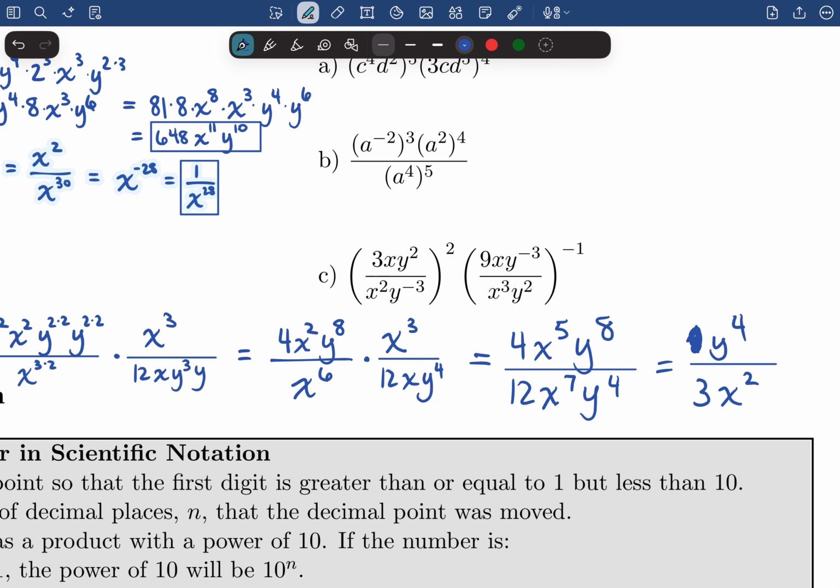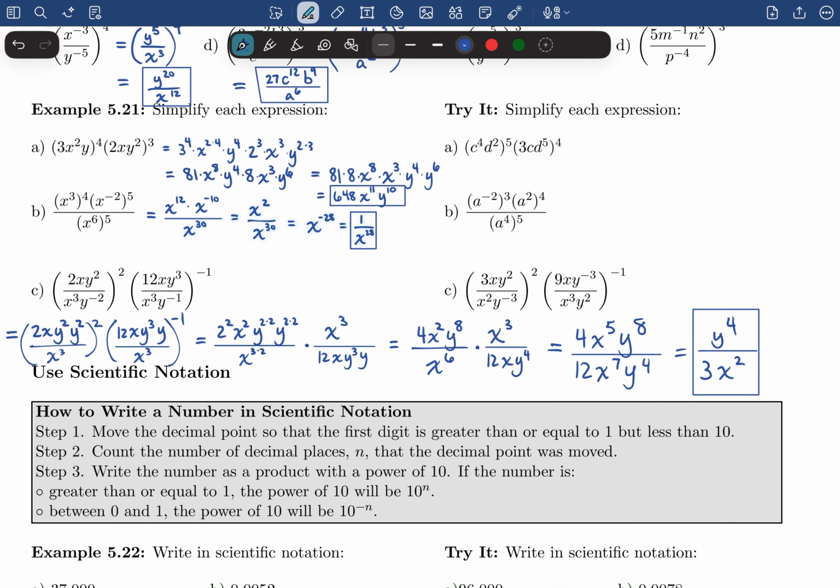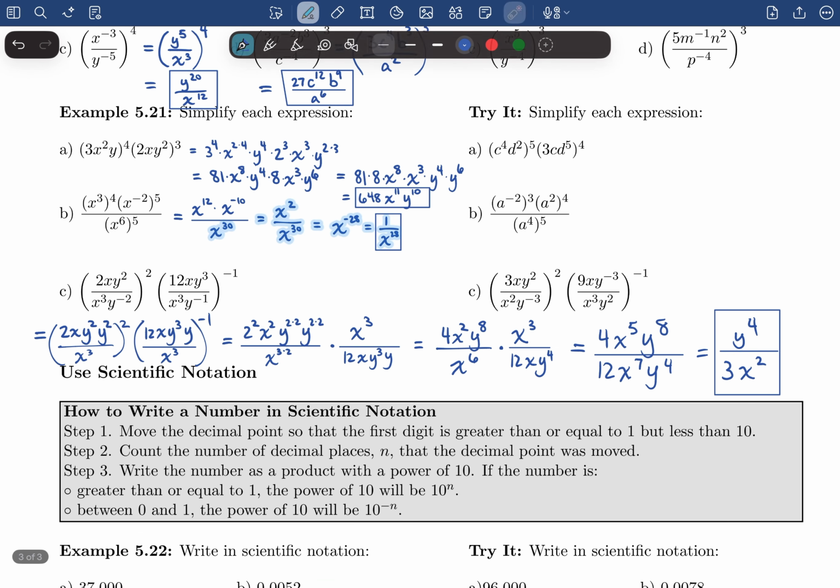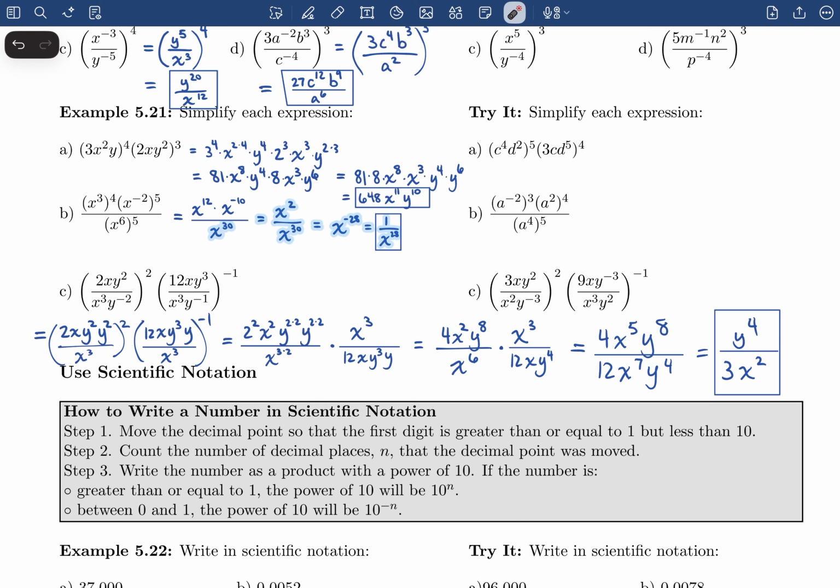So I can make that 1 multiplication invisible. And this is the final result. We have simplified this all the way. Great. Now, we have just used a lot of rules, properties of exponents, to simplify this thing that we saw right here into this result here.